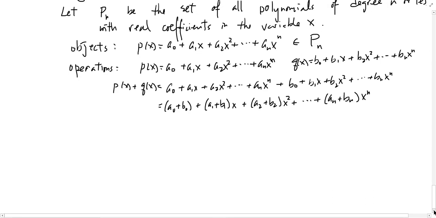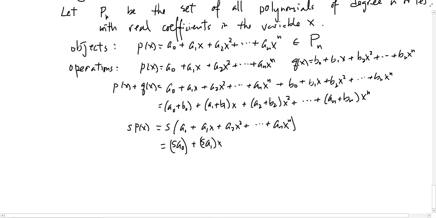Next, we're going to define a scalar multiplication of an element of vectors. So in this case, what if I want to multiply s with one of the elements P of x? What happens? Well, that just becomes s multiplied by a sub 0 plus a1 x plus a2 x squared plus dot dot dot plus a n x to the n. And guess what? That just equals s a sub 0 plus s a1 times x plus s a2 times x squared plus dot dot dot plus s a n times x to the n.